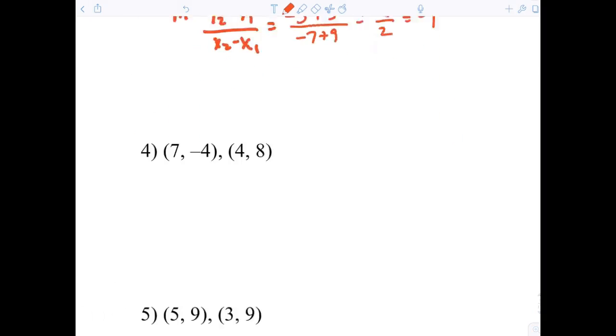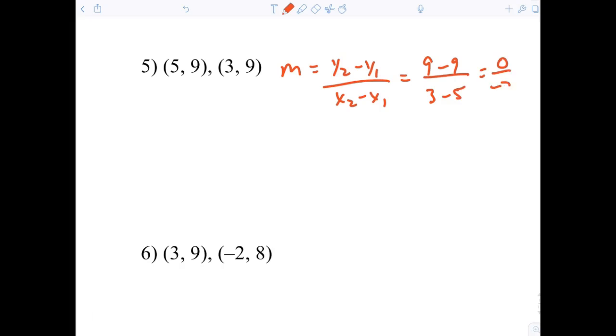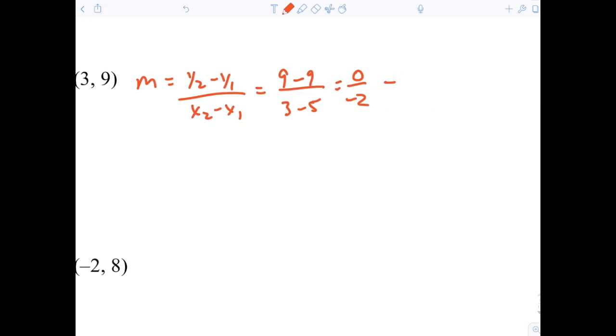All right, here we go. Let's check out number 5 now. Again, m equals y2 minus y1 over x2 minus x1. 9 minus 9 over 3 minus 5. 0 over -2. So the slope, in fact, is what? 0. All right, does anybody have any questions? Slope is 0.